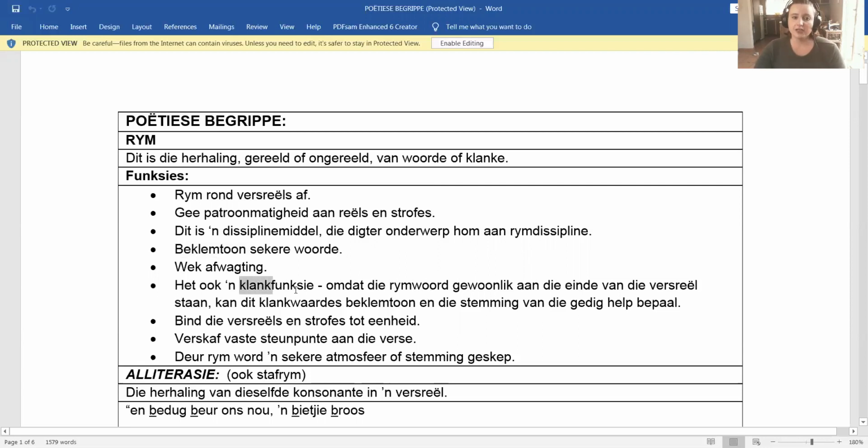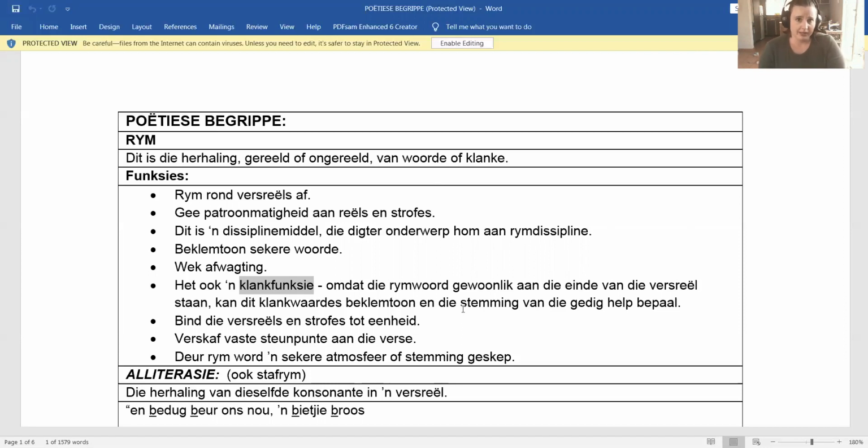It serves a sound function, because normally the rhyme word is at the end of the line, okay? So when you take certain sound or rhyme words, it actually emphasizes certain sounds that those words make, okay? And that little function actually sets the tone of the poem, whether it is a happy poem or a sad poem or whatever. It actually helps set that little bit of tone, okay?